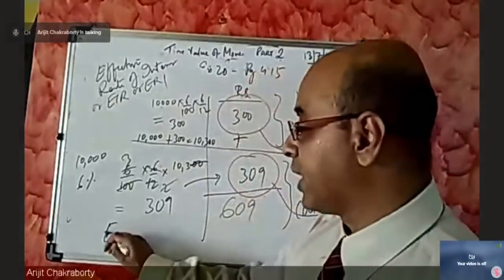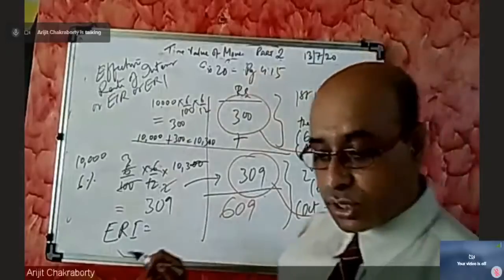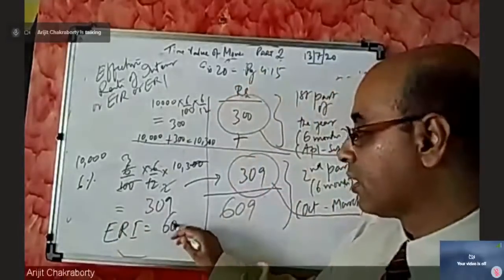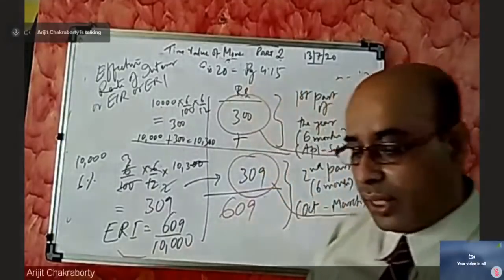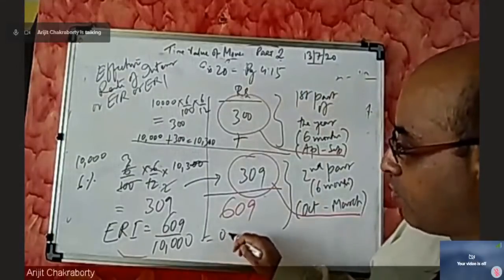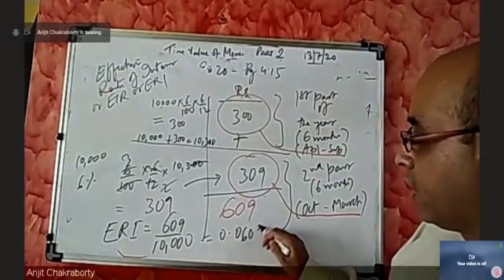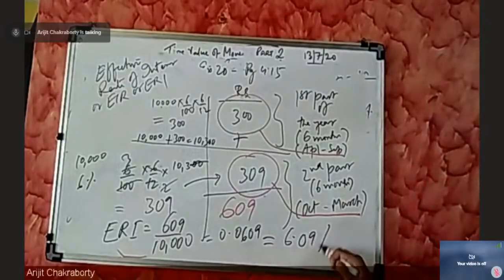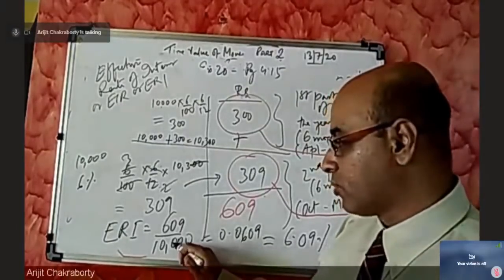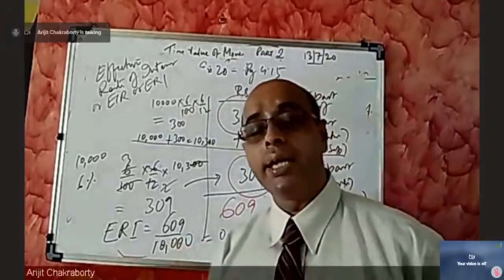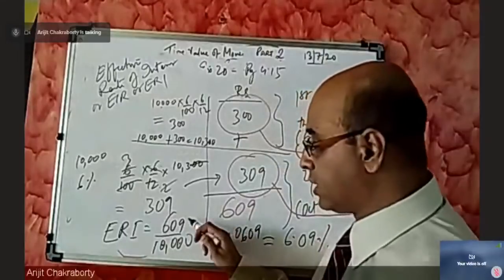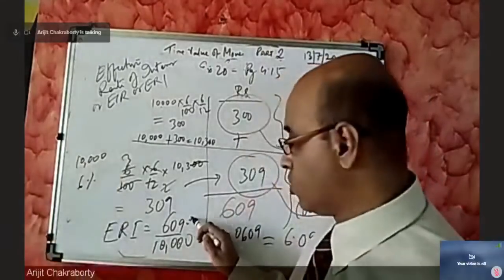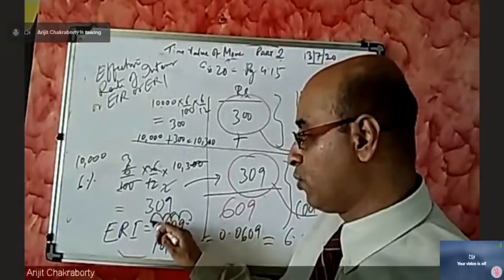So my effective rate of interest is how much? It is 609 by 10,000, and this comes to 0.0609, which is 6.09%. There are 4 zeros, 1, 2, 3, 4. So when you divide 609 by 10,000, the decimal moves 4 places to the left, 1, 2, 3 and 4, so a 0 comes here.